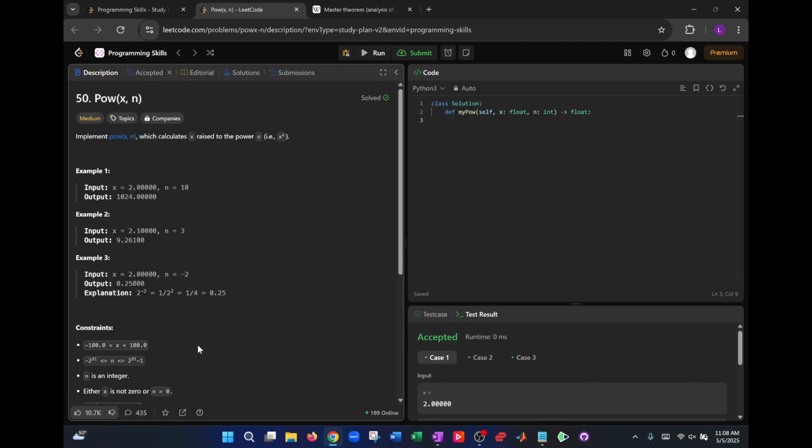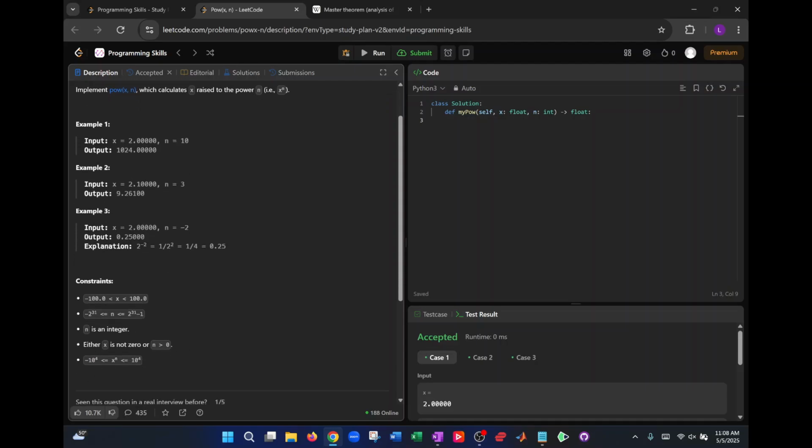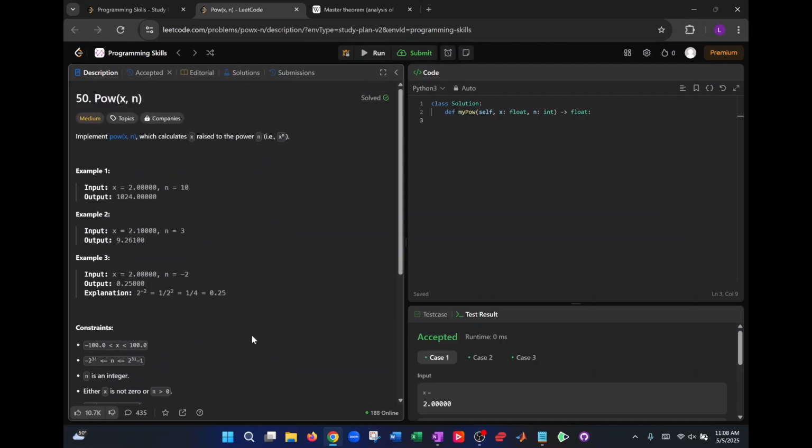Okay, so n is an integer, so that's good. Either x is not 0 or n is greater than 0, so we don't have to worry about raising 0 to a negative power, because that would involve dividing by 0, so that's not defined. And we also don't have to worry about 0 to the power of 0. So basically we don't have to worry about any of the undefined stuff. That's good. But basically, we can think about what would be a simple way to implement this.